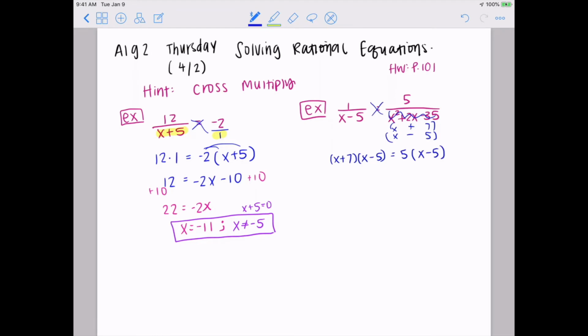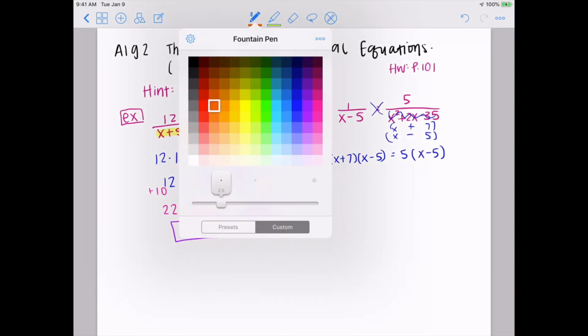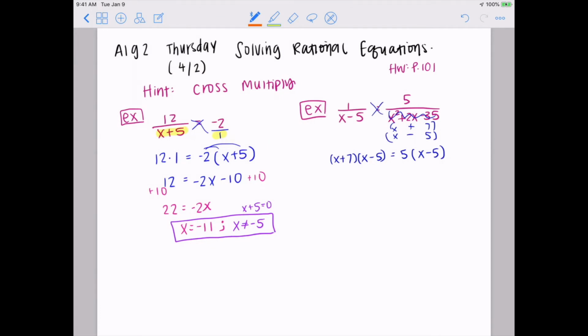Okay, so you notice that we have an x minus 5 on both sides. So these x minus 5 get canceled out, and we have x plus 7 equals 5, so x would be -2. Okay, so your answer is just x equals -2 with the restrictions. Look at the denominators. This is my new denominators. So what are some of the numbers that x cannot be? It cannot be 5, and it cannot be -7. That's it.